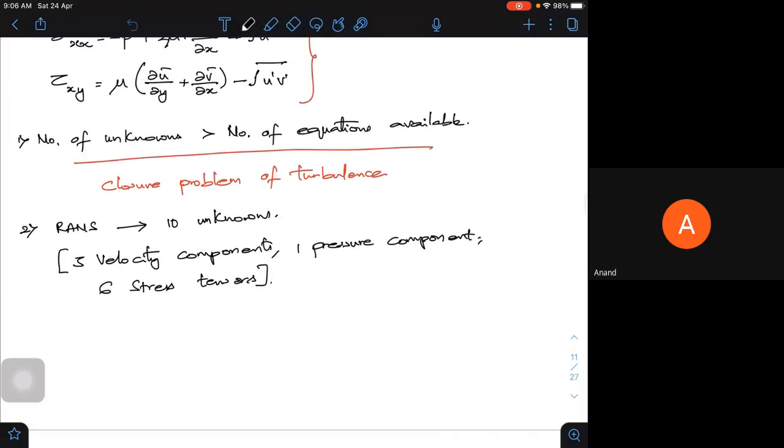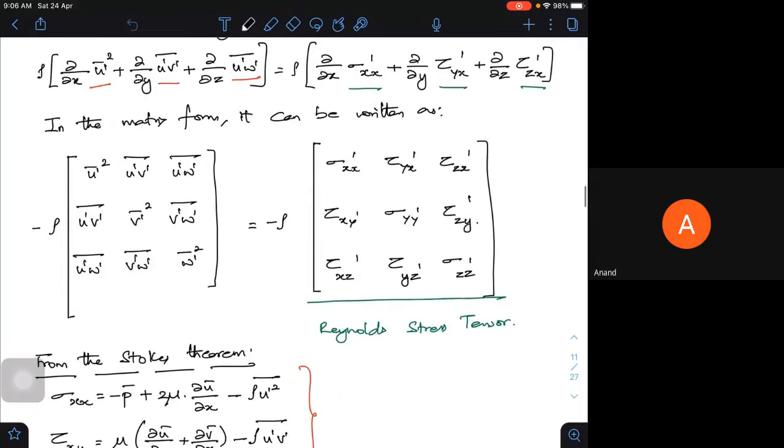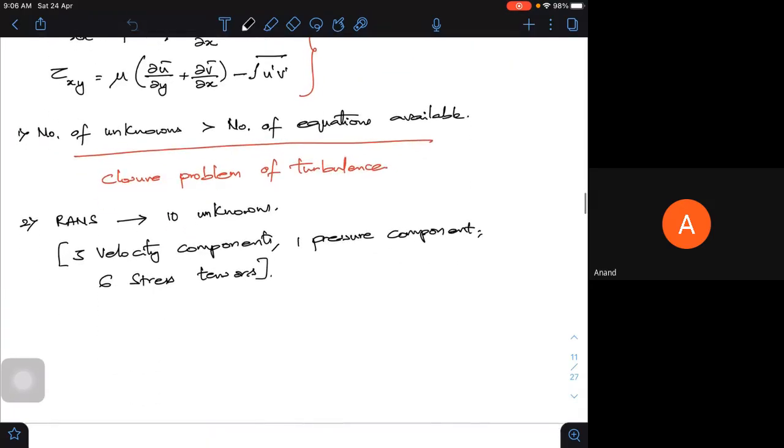Okay, fine. So in the previous class, we were trying to derive the RANS equation. We ended up with an equation where we had the fluctuating components u dash, v dash, w dash, represented in terms of stress tensors. If you want to solve for the unknowns in the RANS equation, we have three velocity components, one pressure component, and six stress tensors, because there are nine, but they reduce to six. So in total there are 10 unknowns.